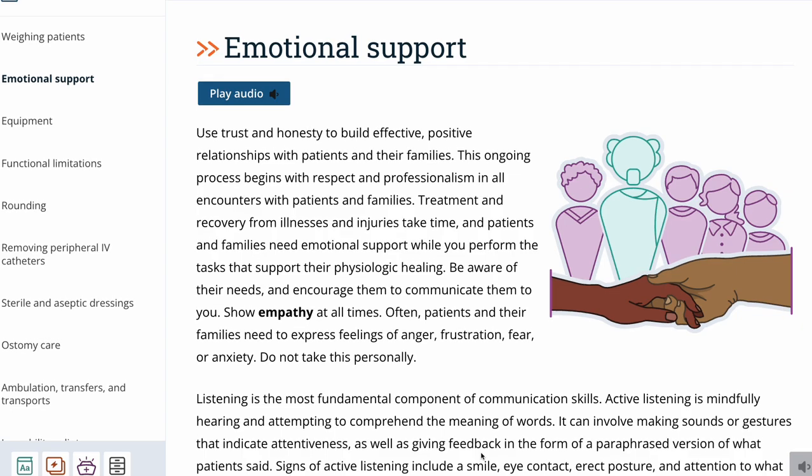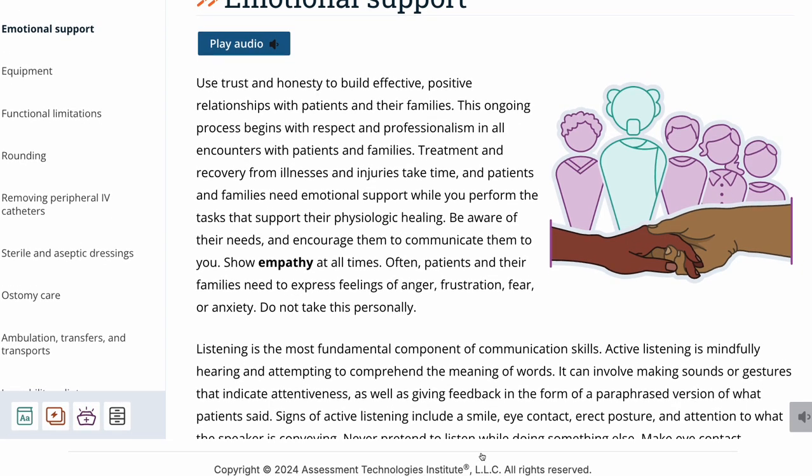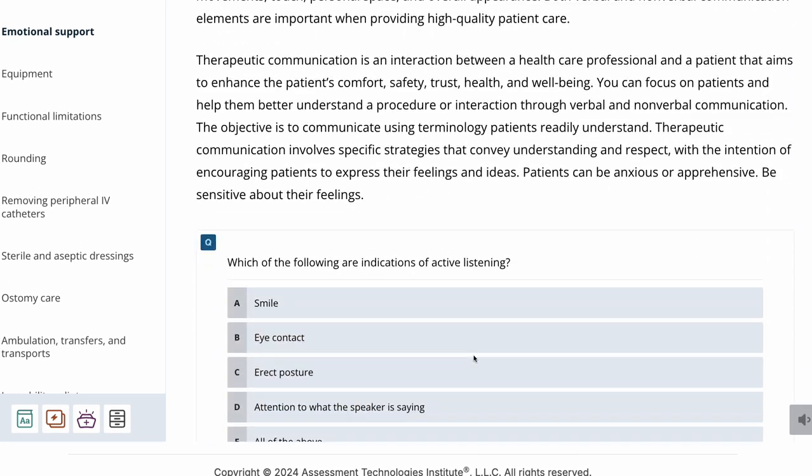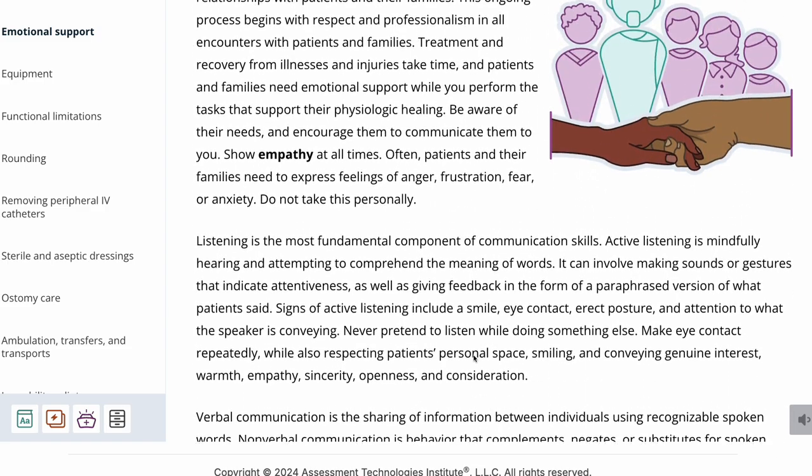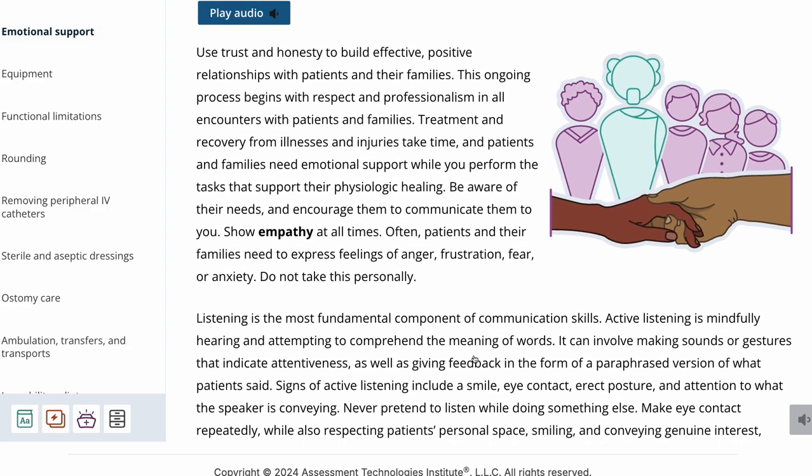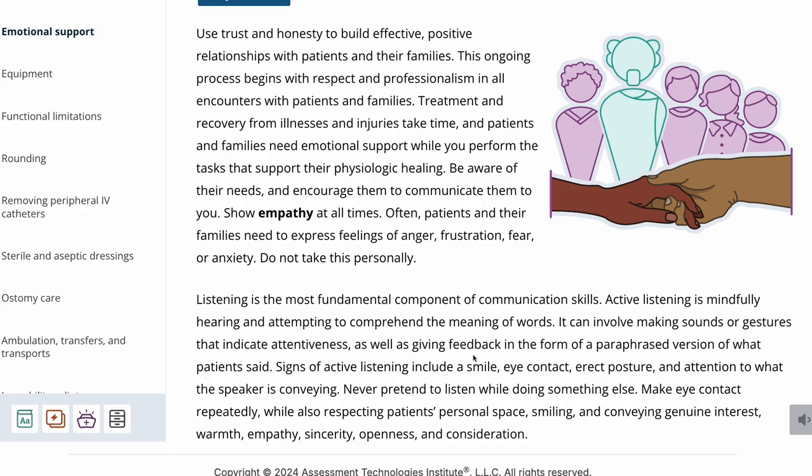All right, now we're on to emotional support. We don't need to go word by word through this, but the biggest thing for emotional support is empathy. Empathy is different from sympathy. How? That's what we have to ask ourselves.